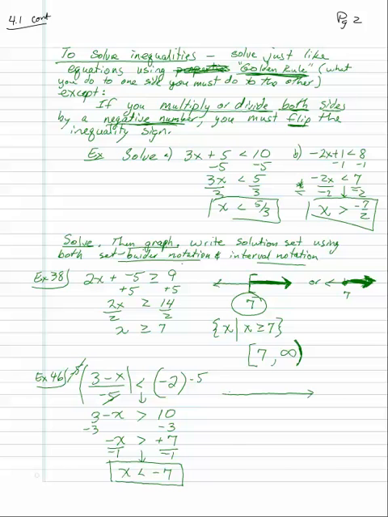Okay, here's the graph. We're going to go to -7. It's a parenthesis. And we're going to shade to the left. And then for set builder, the set of all x's such that x is less than -7. And then interval notation, we're starting at -infinity, ending at -7. It's a parenthesis because there's no equal to.